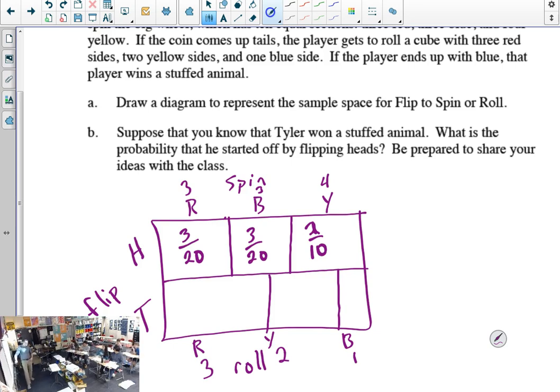Tails, red. Wait, why did you simplify that to 1/5? Oh, yeah, sorry. No, half and fourth. Okay. I know this. Oh, 1/5. I know. Guys, chill. I don't want to have to move you.